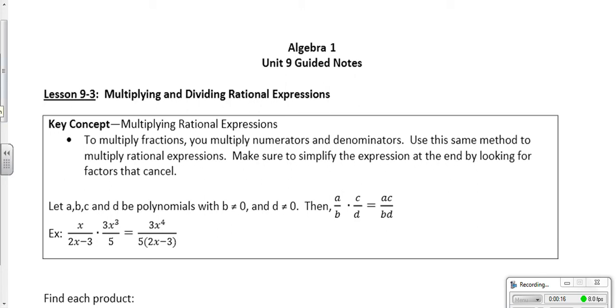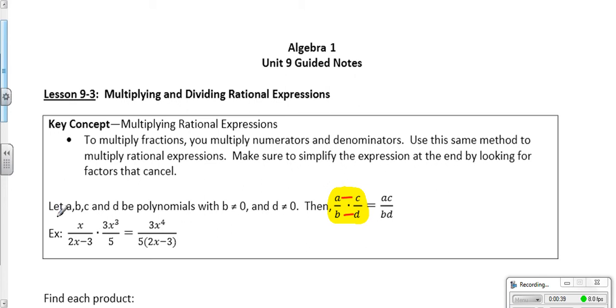Alright, so first of all, let's look at multiplying rational expressions. So you have an example right here of multiplying basically two fractions. When you multiply them, it's top times top, bottom times bottom, straight across. That's how they get AC over BD. And if something can cancel, we'll do that.